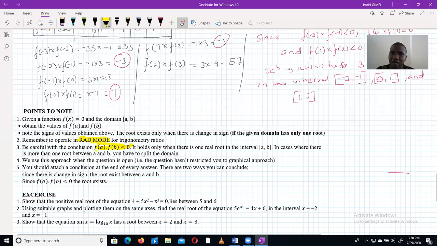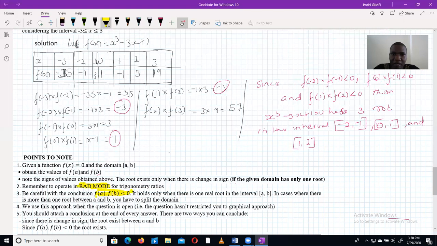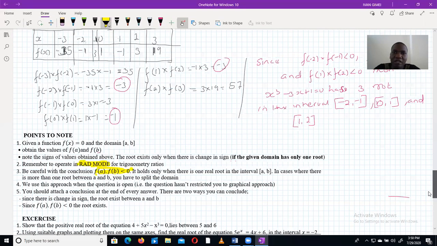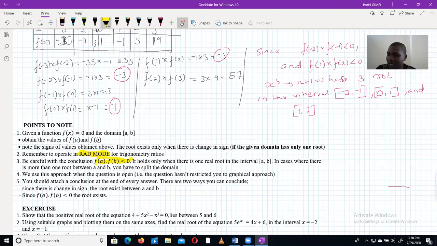You can't just use f of negative 3 and f of 3 and conclude there is a root. Here you can't say there is a real root between negative 3 and 3, because there is more than one real root in that interval. So you need to split the domain in that case. That's what this number 3 bullet is telling us: it holds only when there is one real root in the interval a, b. In cases where there is more than one root between a and b, you have to split the domain like we've done with the last example.